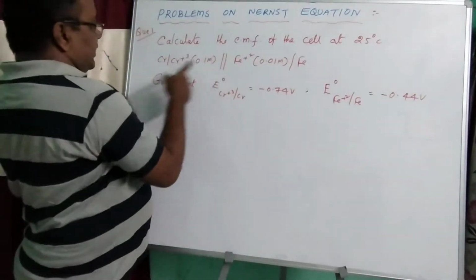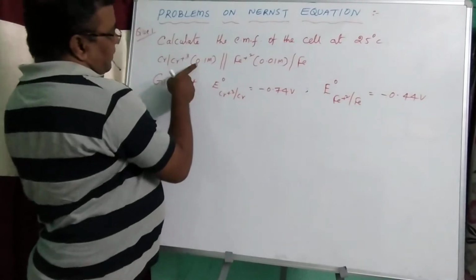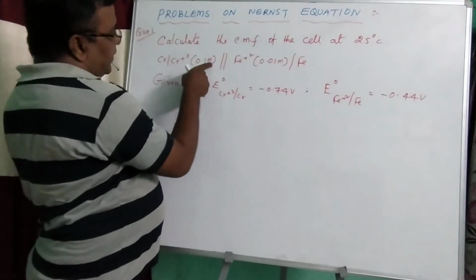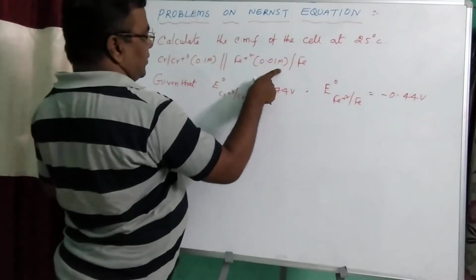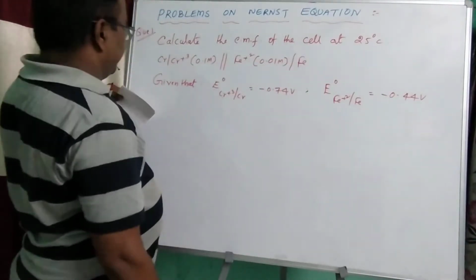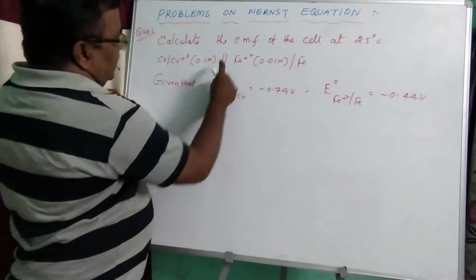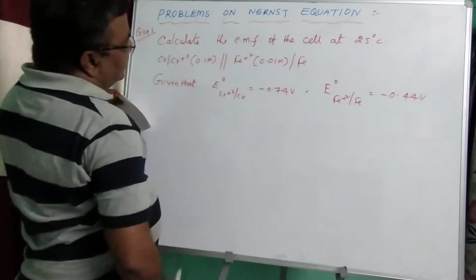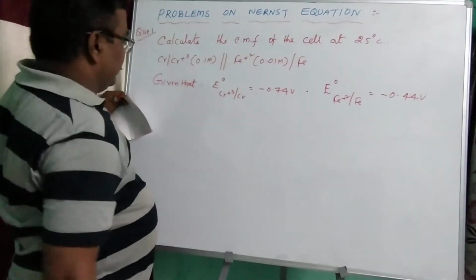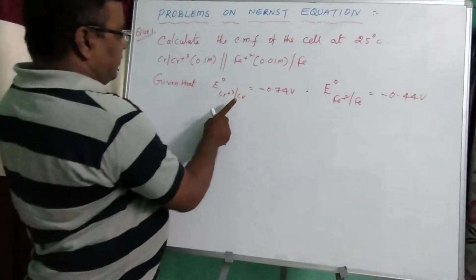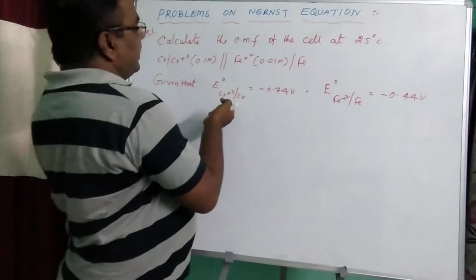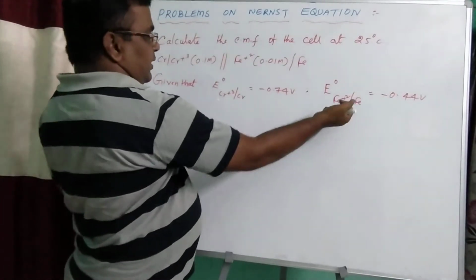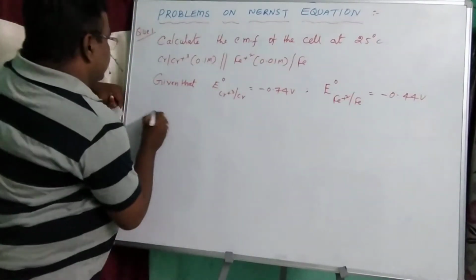So the given cell is Cr | Cr plus 3, concentration 0.1 molar, salt bridge, Fe plus 2, concentration 0.01 molar | Fe. In the given cell there is a salt bridge, so the given cell is a voltaic cell. Here these are SRP1, SRP2. It may be the right hand electrode or the left hand electrode.